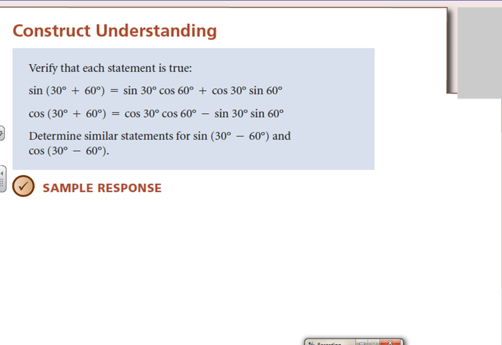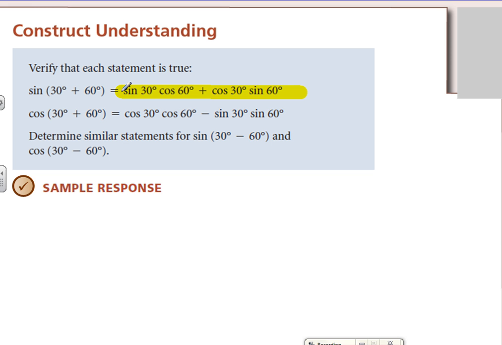But these work when we have sine of (a plus b). Sine of 30 plus sine of 60 is going to equal all that mess right there. And all we're doing is verifying. Plug it into your calculator, prove that it works, or use the unit circle. I'm going to use the unit circle. I'm just going to do the first one, that's all.